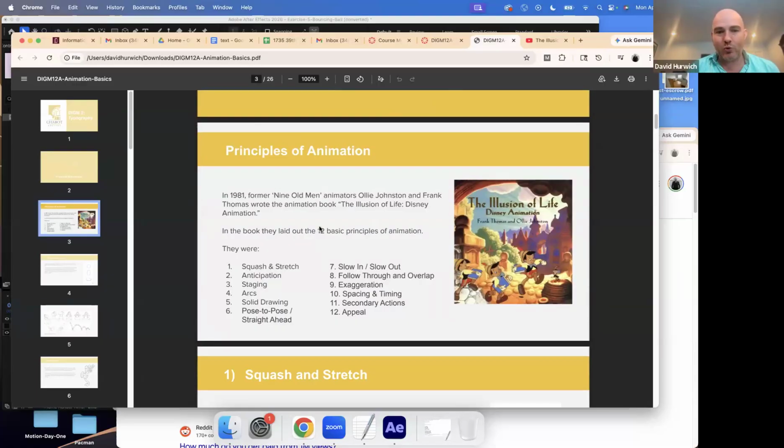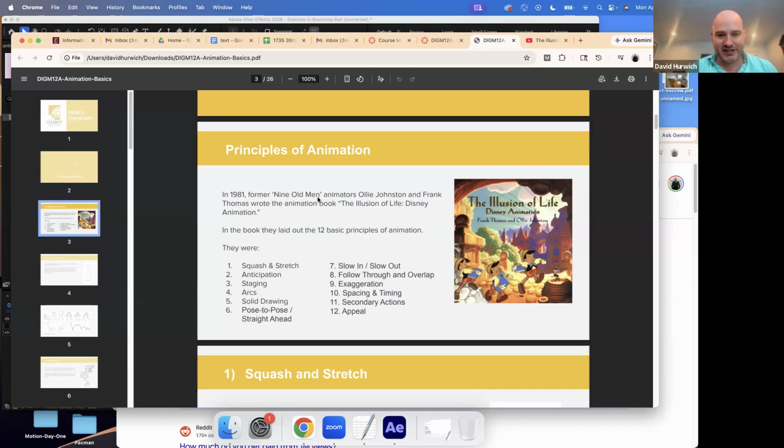So, in 1981, there was Disney back in the day, I'm sure you know who Walt Disney is. He had a studio and he had his nine main animators. They were called, as an industry term, the nine old men. These were the original animators. And two of them got together in the 80s and wrote a book. The book was called The Illusion of Life. And it basically talked about the principles that Walt Disney Studios and other studios were using to make their animations look better, look more interesting, have more character and that kind of stuff.